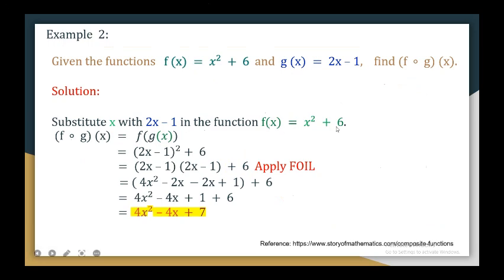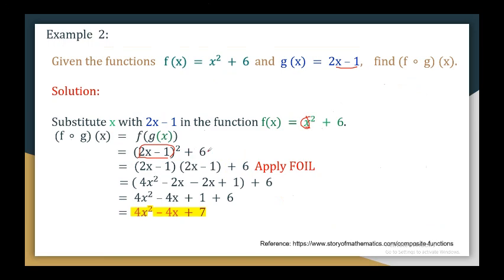Since f of x is x squared plus 6, yung x dito, papalitan natin ng value ng g of x. So that's why we have here, instead of writing x raised to 2, we have 2x minus 1 raised to 2. That is the value of our g of x, the 2x minus 1. So yung x sa f of x, pinalitan natin itong x lang. Then since yung x dito is raised to 2, kukopyahin lang natin. So 2x minus 1 raised to 2 plus 6.